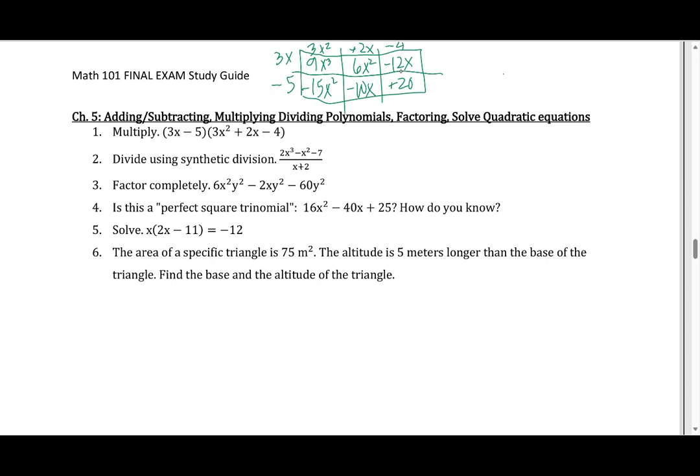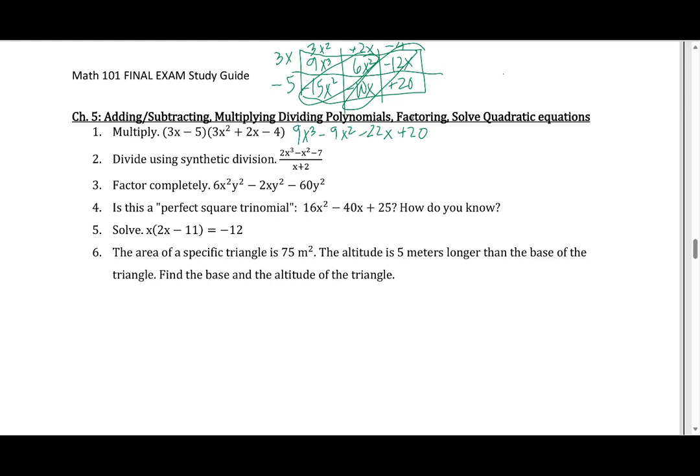As I write this down, I'm going to go in descending order so I can make sure I collect all the terms. I have 9x to the third, and I have 2x squareds, so that's negative 9x squared, and combining the x's, that's negative 22x, and plus 20 at the end. That's number 1.